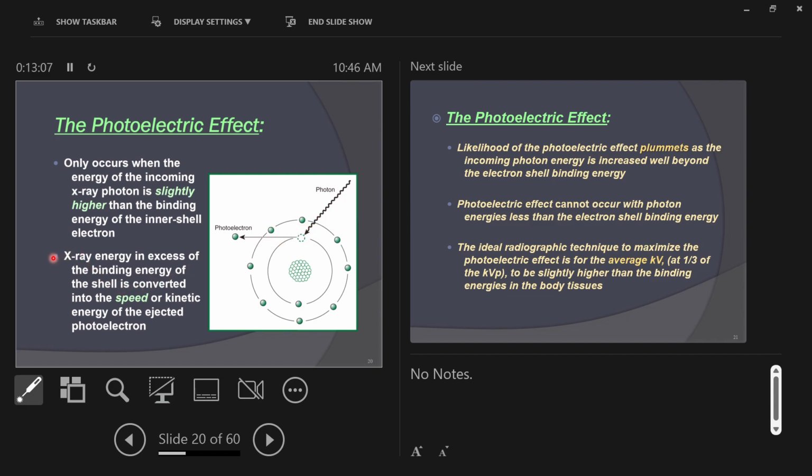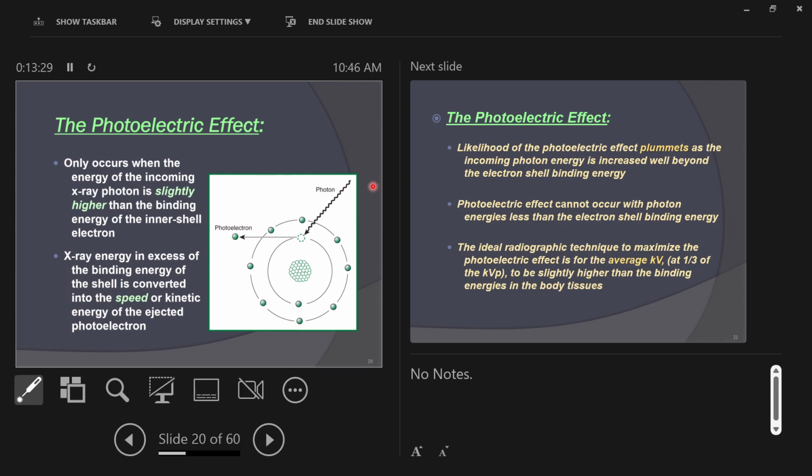If an X-ray photon has energy well in excess of the binding energy of the electron that it interacts with, then the interaction is not going to be a photoelectric interaction. It'll be one of the others. A Compton interaction is what it will be. X-ray energy in excess of the binding energy of the shell is converted into the speed of the electron.